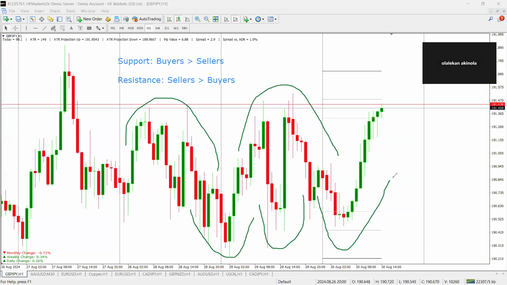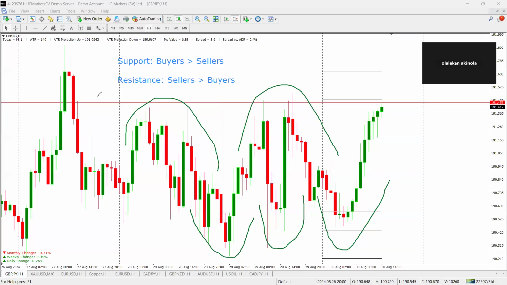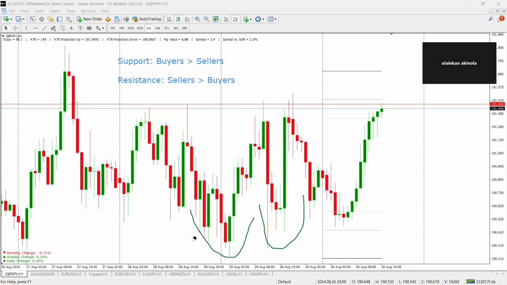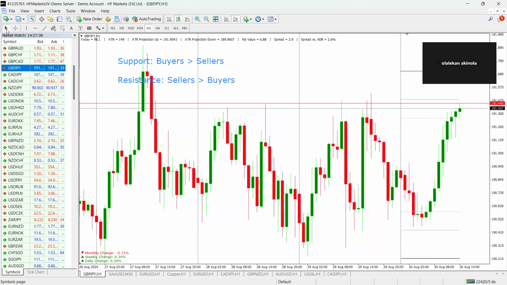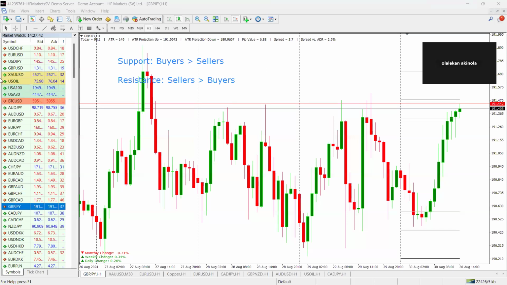entries into the market. But another thing that could also stand out for you when it comes to using support and resistance to carve out high probability entries into the market is some really nice break and retest.